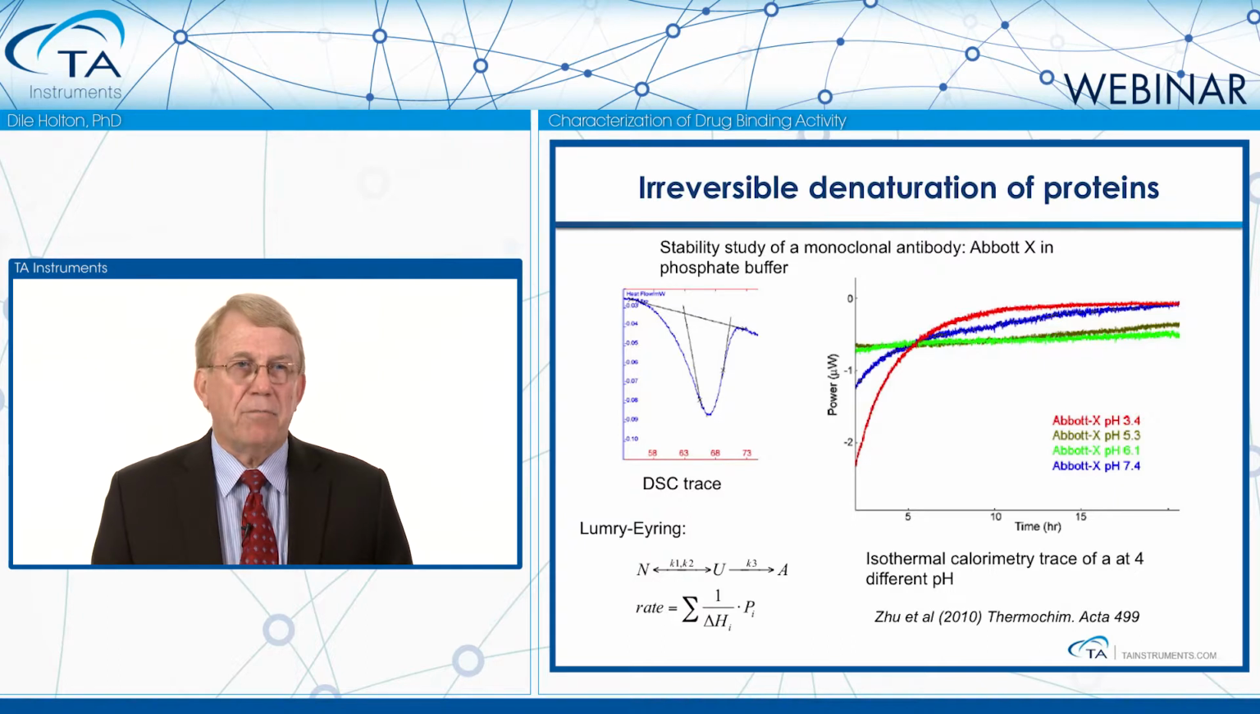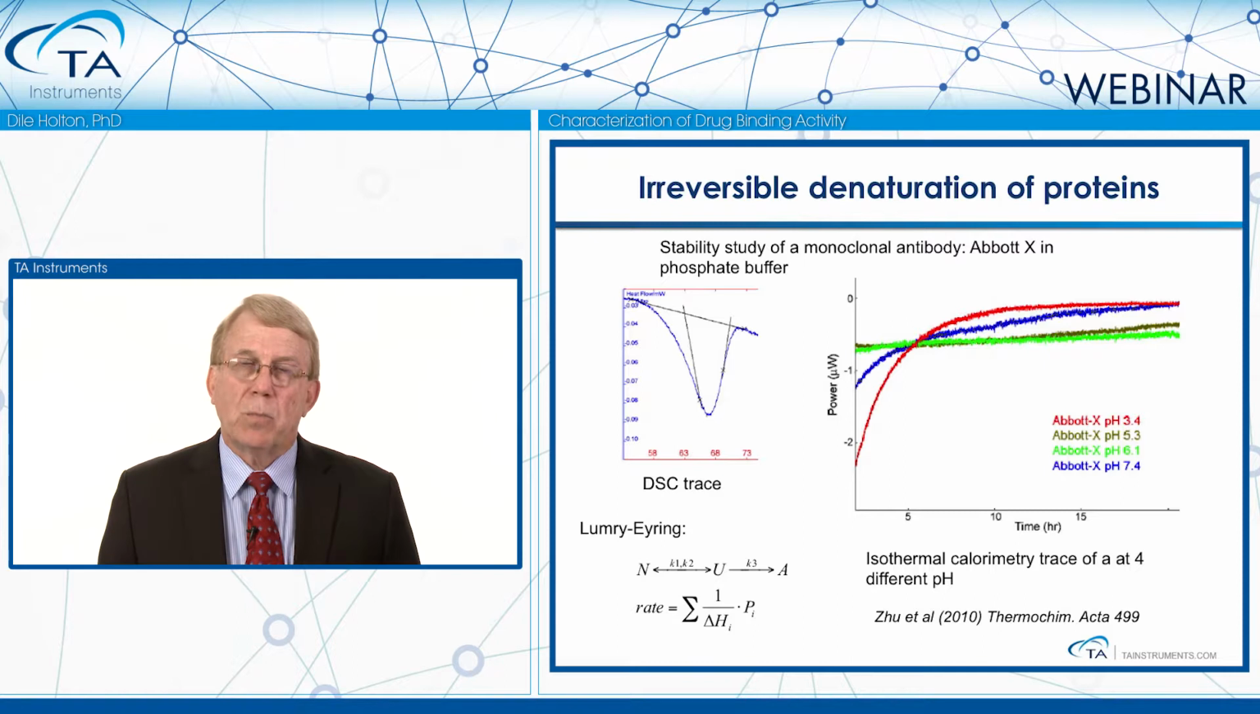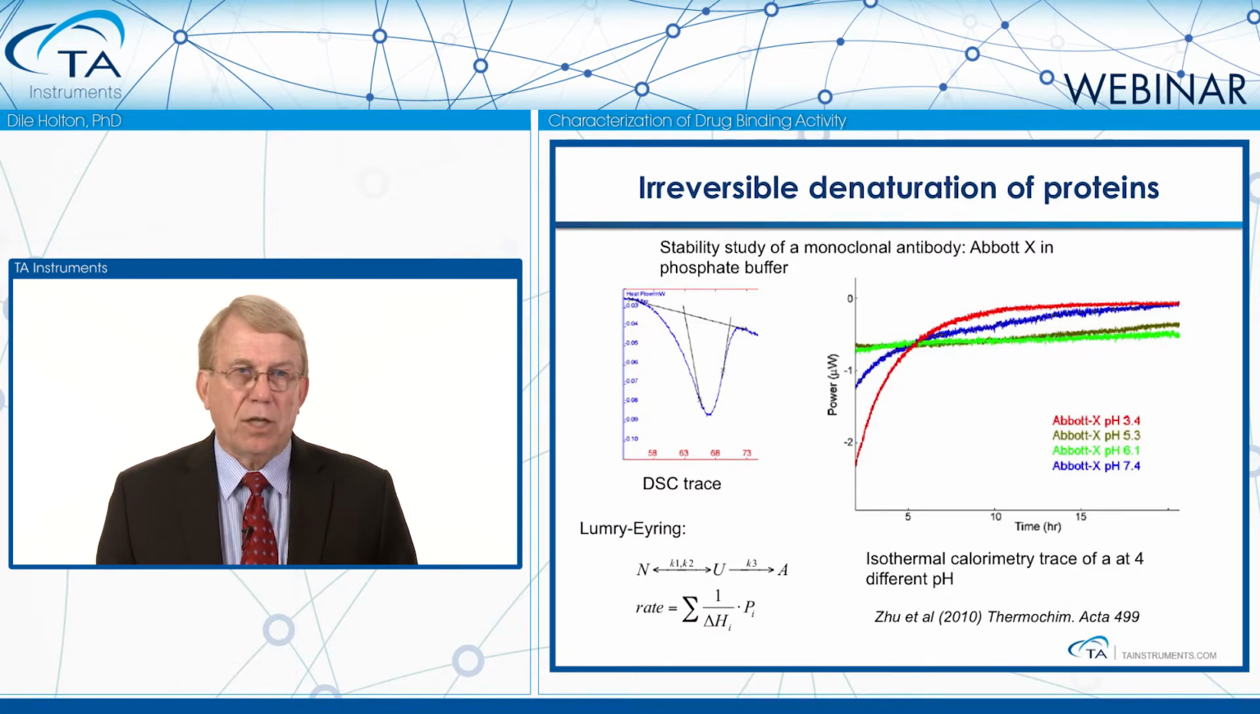Another one is the stability of monoclonal antibodies, and this is a set of data that was generated on some monoclonal antibodies at different pHs. The idea was to look at the stability of them from pH 7.4 down to pH 3.4. So the idea is, is one pH more stable than the other? And as you see on the right-hand side, the red graph at pH 3.4, you get a higher heat flow or power in microwatts than you do at a pH of 6.1 or 7.4.